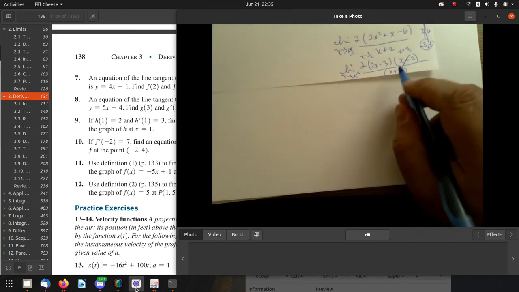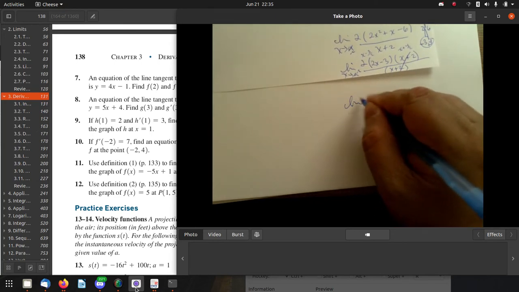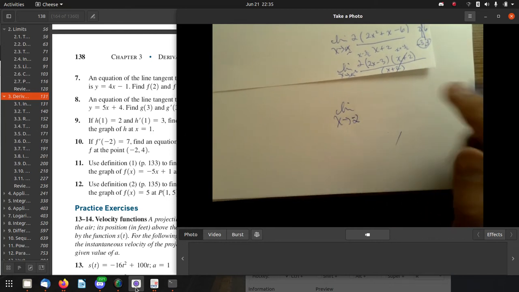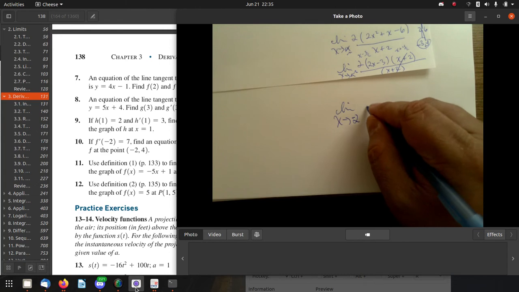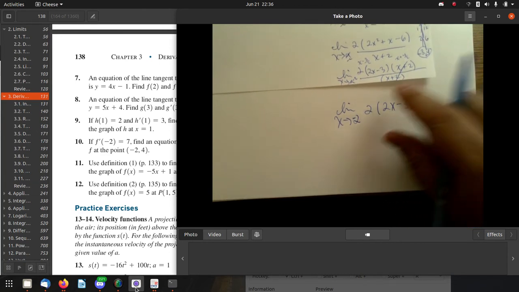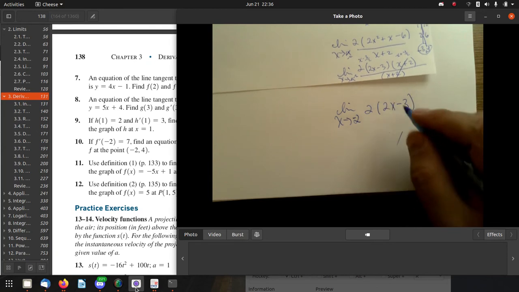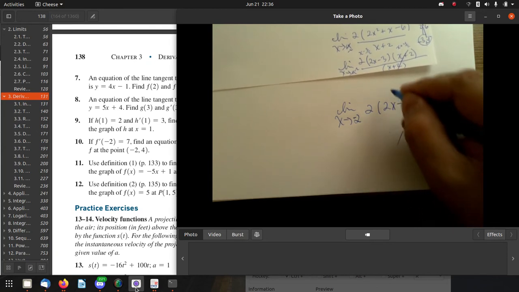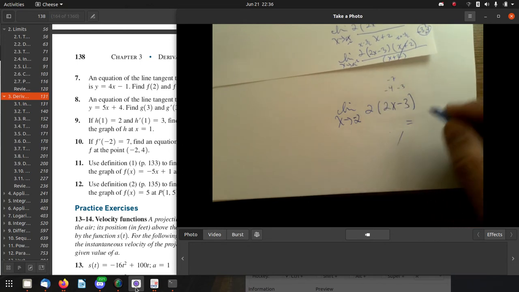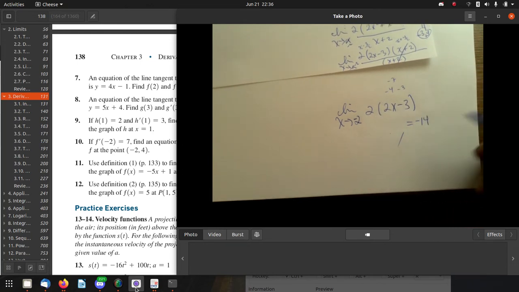Okay. But now that those canceled out, I'm going to write it again, a little bigger for you guys. Now we're left with 2 times 2x minus 3. And now I can plug in that value of negative 2, and I get, let's see here, negative 4 minus 3, which is negative 7. Negative 7 times 2, which is negative 14.